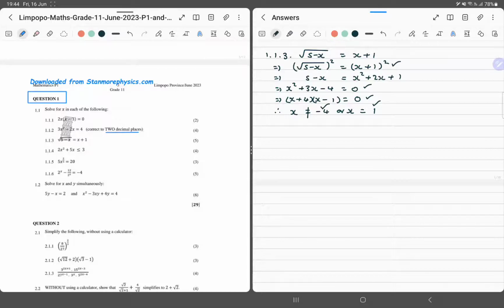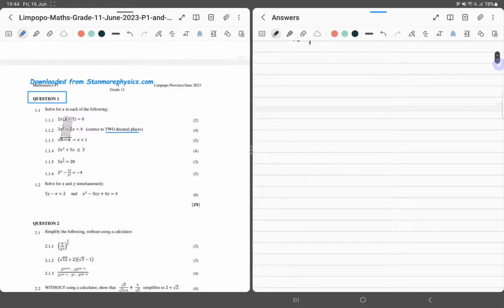Okay. So that's how we get those 5 marks. Nice and easy. So let's do 1.1.4. So this one, we're getting a quadratic inequality. So this is 2x squared plus 5x less than or equal to 3. Okay. Again, when you're dealing with inequalities, always put whatever expression you've got in standard form first, or at least isolate the 0. If you don't do it, it's going to kill you.